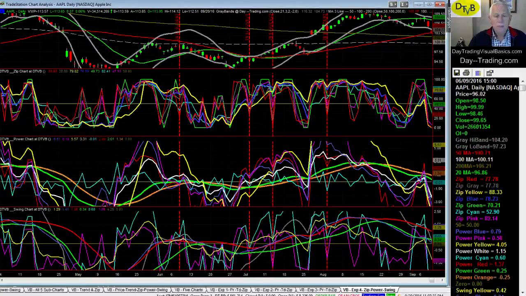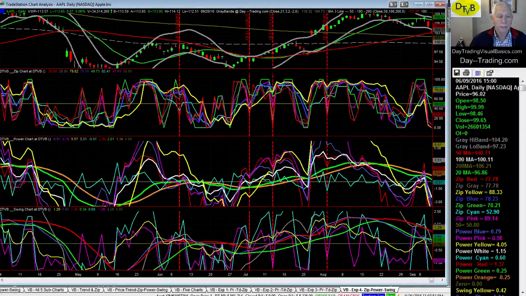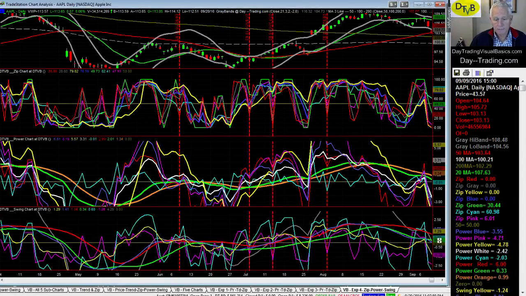As I've done in some of the other videos, I used 2 different charts. Right in this area, we are in July of 2016, and we are in the Apple symbol. The other chart, if I flip to it, looks like this. It has the price chart, the trend chart, and the zip chart at the bottom, whereas this one here has the zip chart at the top, the power chart, and the swing chart at the bottom.